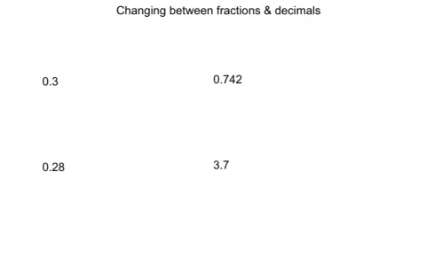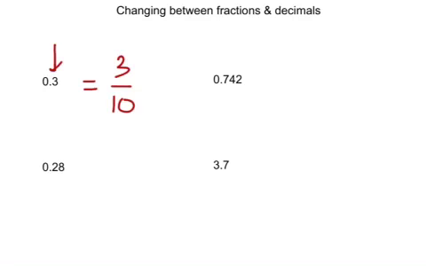So when we want to change between fractions and decimals, what we look at from a decimal point of view is we look at the place values. And if we look at this first one, 0.3, the 3 is in the tenths position. So we can write that simply as 3 tenths.